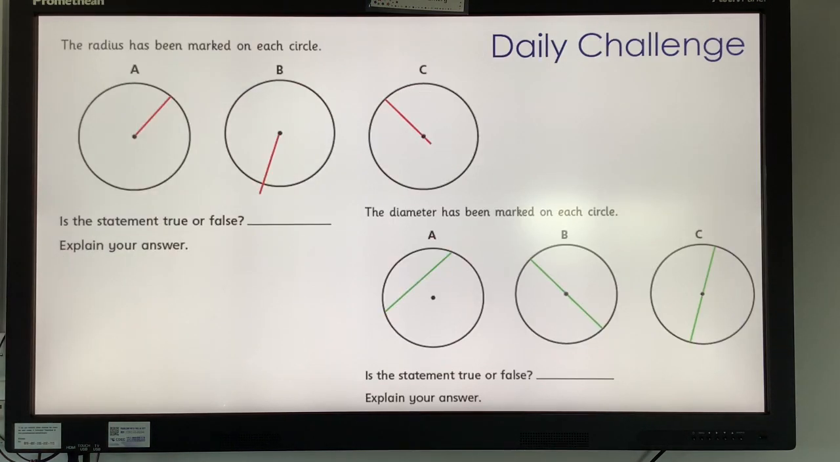So today's challenge. The first one. Now it says, is the statement true or false? And explain your answer. It says the radius has been marked on each circle. So is that true? Has the radius been marked on each circle? Then the next one says the diameter has been marked on each circle. Is that true or false? Has the diameter been marked? Next one.